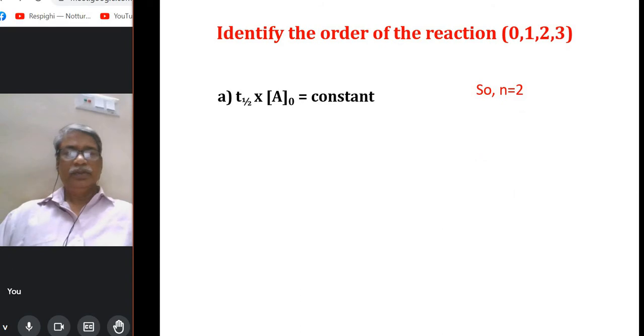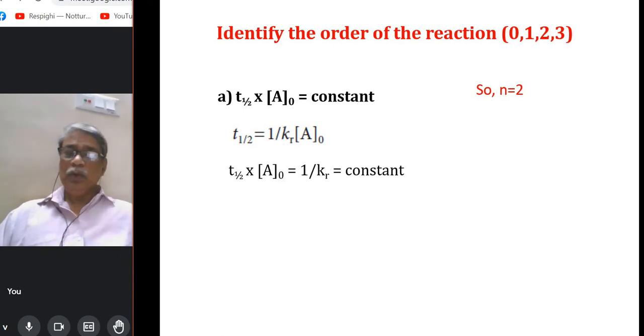So this is n equal to 2, and you can verify because T half is 1 by k A0. So T half into A0 is 1 by k, that's a constant. So the answer is n equal to 2. Got it? So this is how we can follow the next problems, a series of problems. Mostly we will be verifying, knowing the answer, on a trial and error basis, so you can finally justify the answer. You are not really finding it out from a very general equation, keep that in mind.